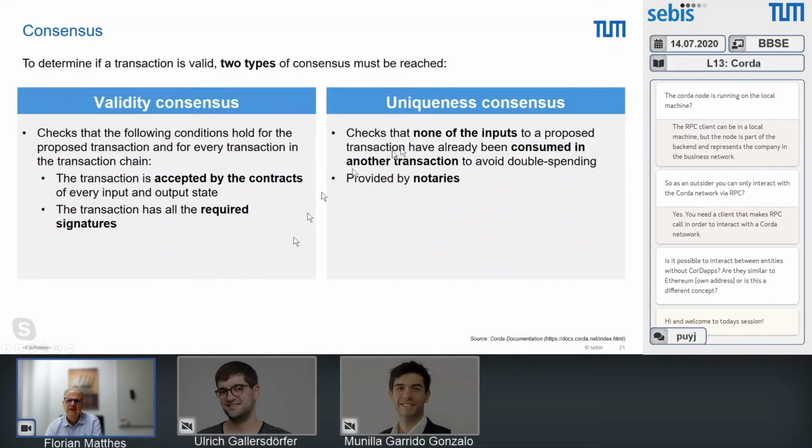A second point is uniqueness consensus, they call it. It's somehow this temporal consistency I talked about. The idea is that you want to make sure that none of the inputs to a proposed transaction have already been consumed in another transaction, to avoid double spending. And this is the task of the notaries, because they have to make sure that these parallel transactions which are happening don't inadvertently double spend or double use the input or output of another transaction. Okay, and that's more or less the task of the notaries. Any questions so far?